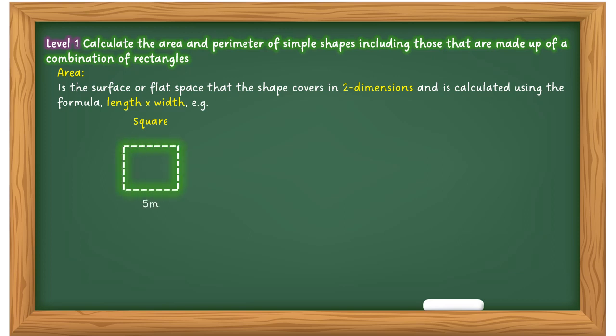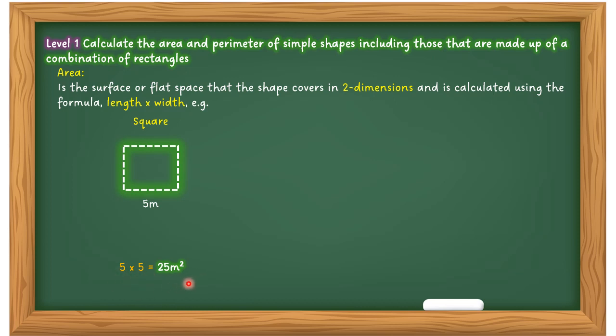So let's look at our square. You can see there the square is 5. Remember the formula is length times width, so it's simply 5 times 5 is 25. Now don't forget to put your little 2 at the end of your final answer. That tells people you're working in 2 dimensions. You can see the 2 calculations there.